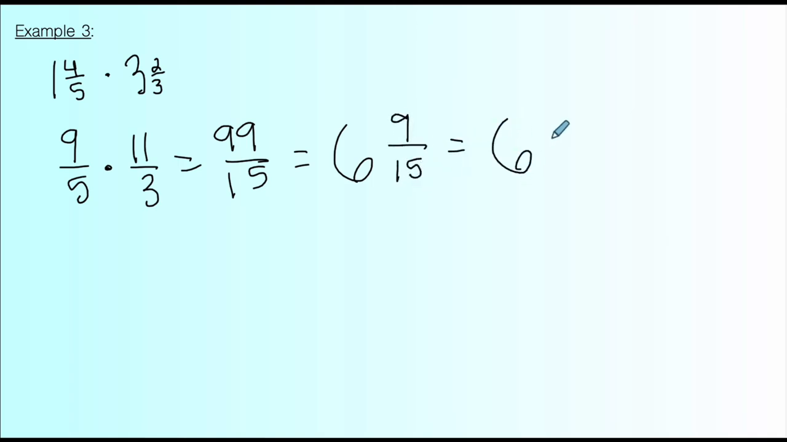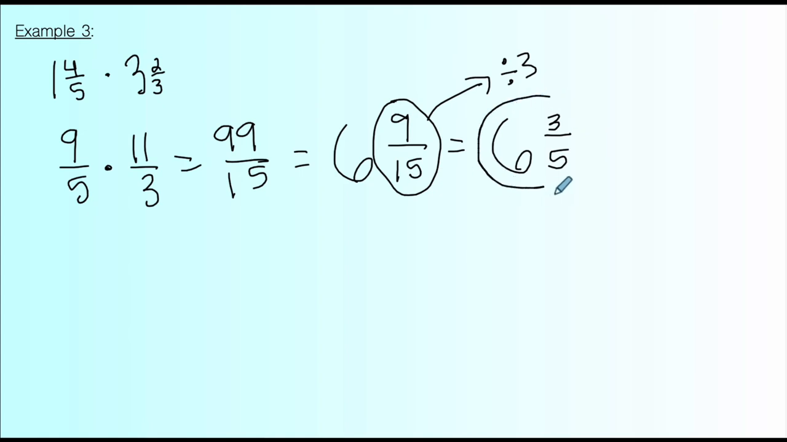and 6 and 9 fifteenths, this fraction can be simplified by dividing both the numerator and denominator by a common factor of 3. 9 divided by 3 is 3, and 15 divided by 3 is 5. So your best possible final answer simplified is 6 and 3 fifths. And that would be the product or the final answer for this multiplication problem, 1 and 4 fifths times 3 and 2 thirds.